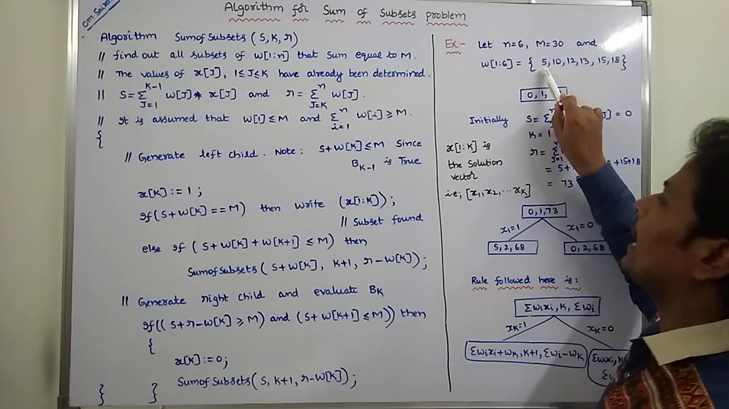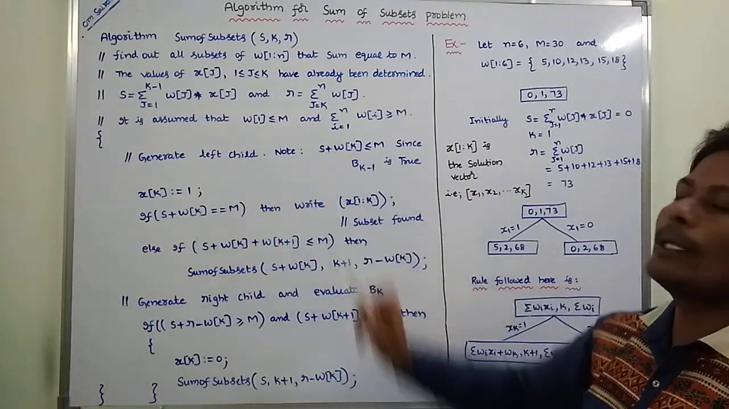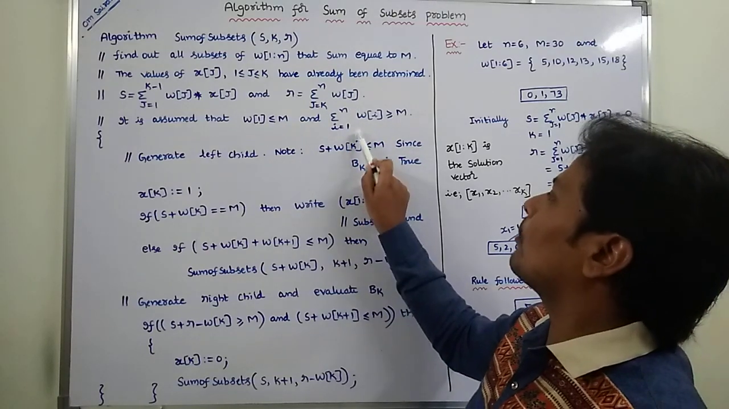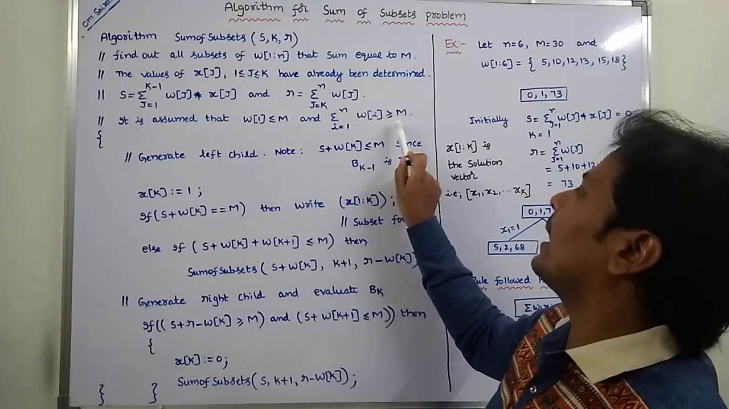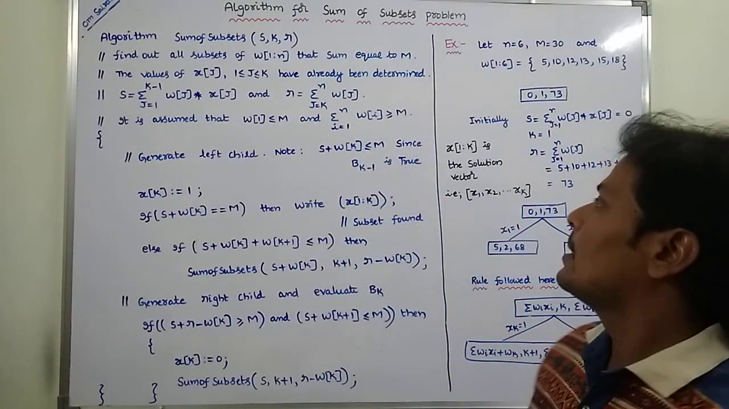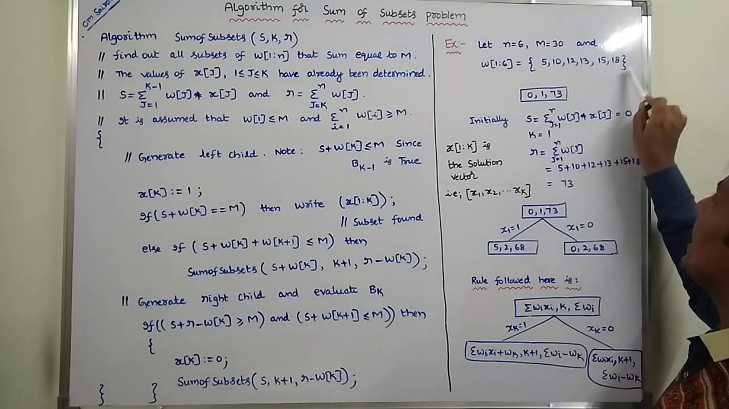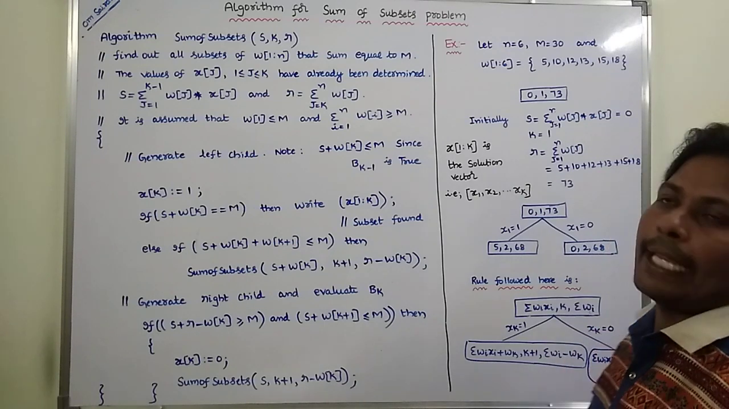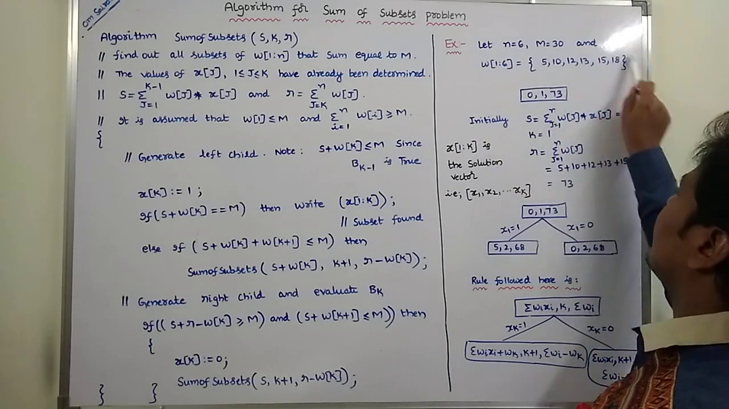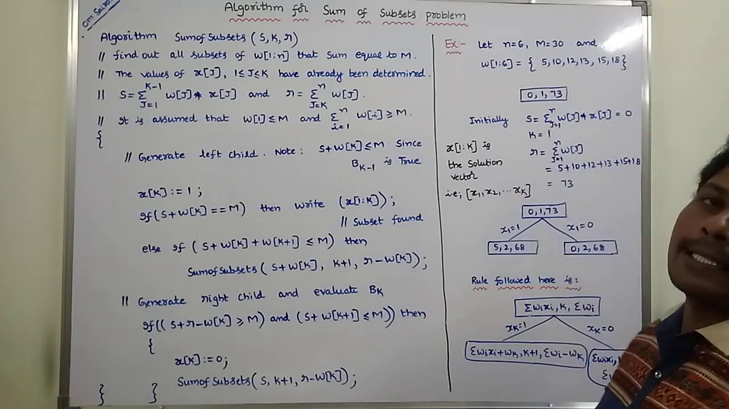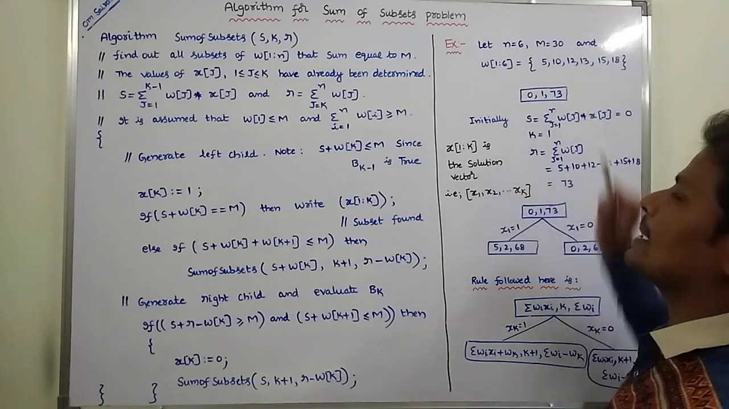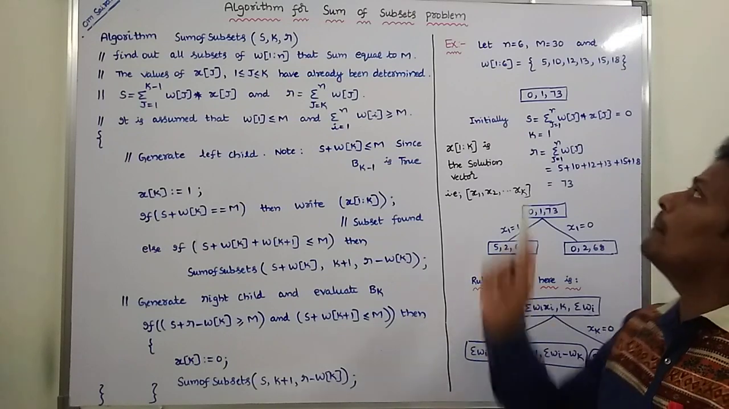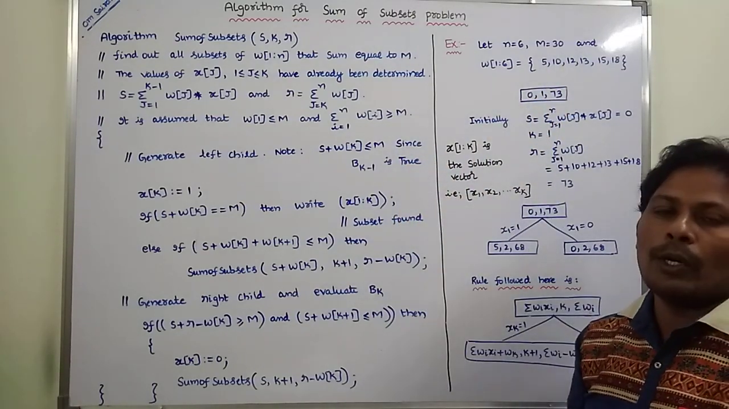Here W of 1 is 5. 5 less than or equal to 30, condition true. And sigma i equals 1 to n, W of i, is greater than or equal to M. So the sum of all these weights is always greater than or equal to 30. Here what is the sum? 5 plus 10 plus 12 plus 13 plus 15 plus 18, that is 73. 73 is greater than or equal to M. M value is 30.